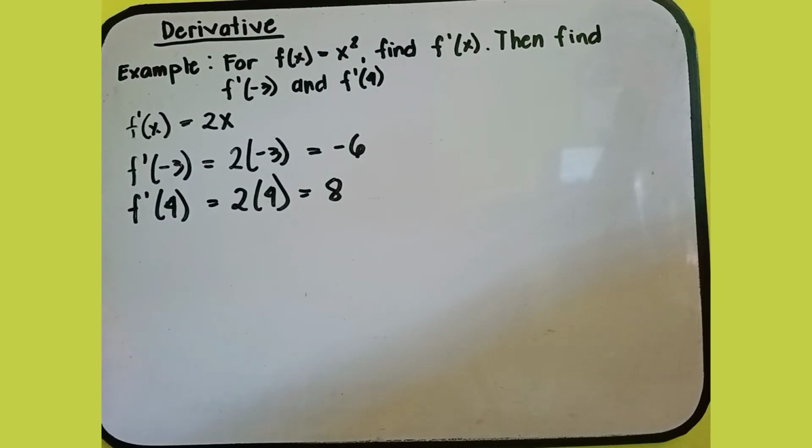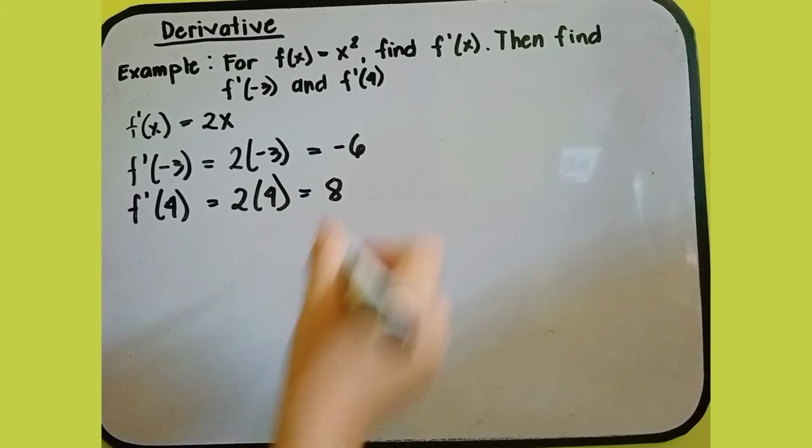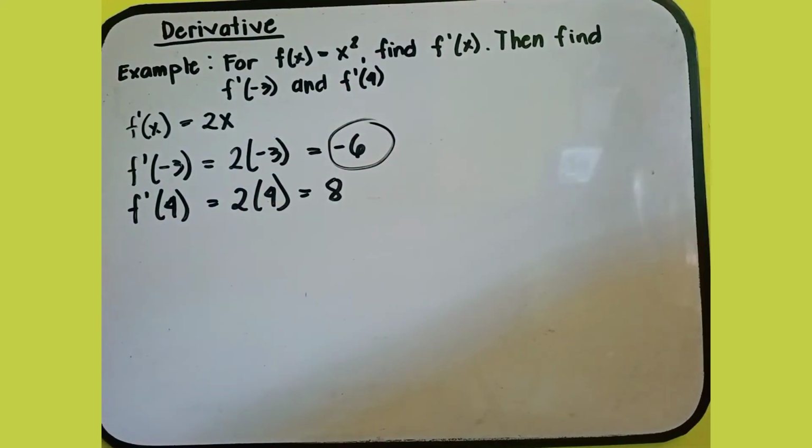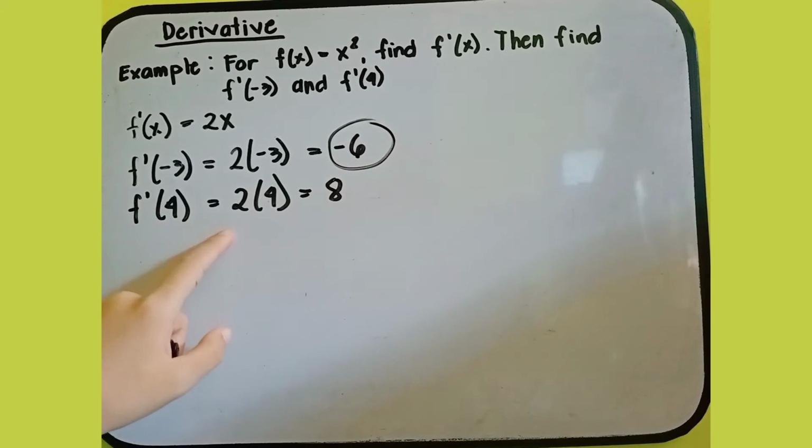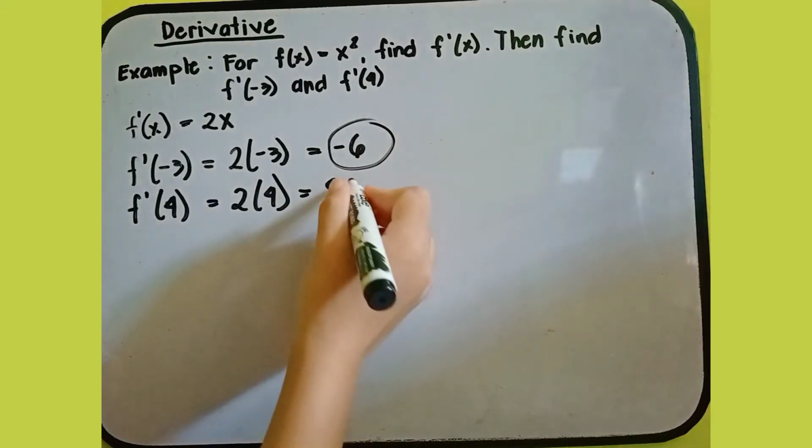This tells us that at x equals negative 3, the curve has a tangent line whose slope is f prime of negative 3, which is equal to negative 6. And at x equals 4, the tangent line has slope f prime of 4, which is equal to 8.